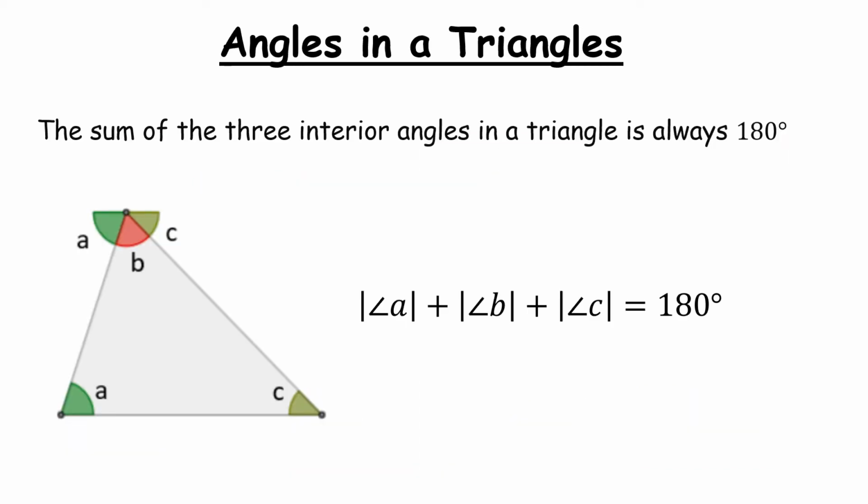So let's look at one of our first theorems that we've ever learned, and that is most useful as we're working with triangles. And that is that the sum of the 3 interior angles of a triangle will always add up to 180 degrees. And you will need to prove this at Junior Cert higher level, but for now we're going to accept the fact that those 3 angles, in this case A, B and C, add up to 180 degrees, and we can use this to work out missing angles in a question.